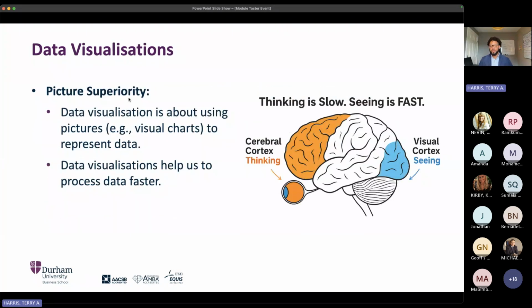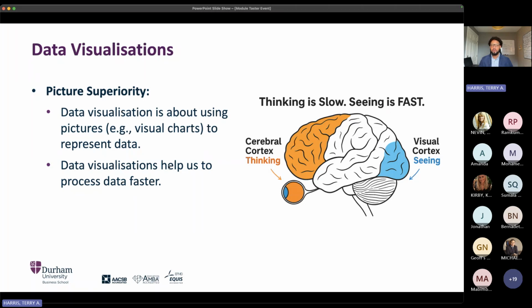All right, so first, picture superiority. We know the saying, a picture is worth 1,000 words, and that's true. As human animals, we have a very complex, very fast visual cortex. We can see and process a lot of information with our visual cortex, and seeing is a lot easier and a lot faster than thinking. Thinking is slow, seeing is fast.